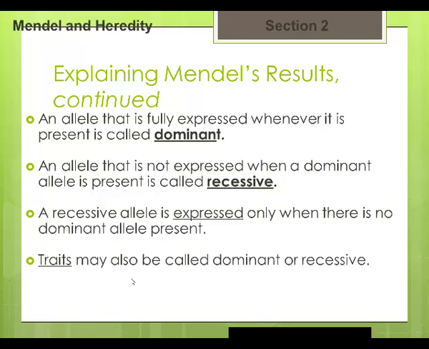If you have brown eyes, you only have to have one dominant allele. So dad maybe gave you one dominant allele, but mom maybe gave you a recessive allele. In that case, you are still going to be brown-eyed, because the allele that is expressed, the dominant allele, is being expressed in that instance. Okay, so a recessive allele is expressed only when there is no dominant allele present. You have to have two recessive alleles in order for a recessive allele to be expressed. And then traits may also be called dominant or recessive.